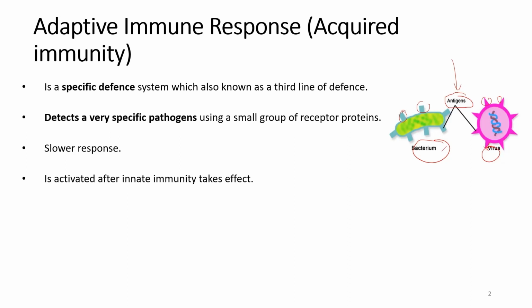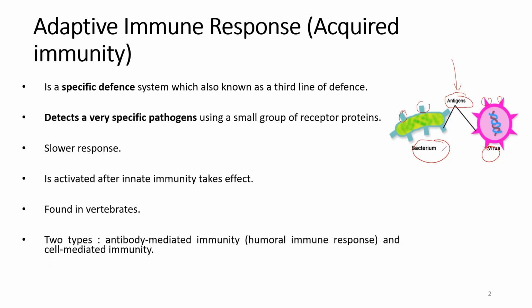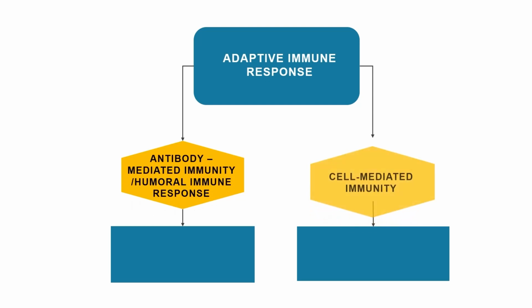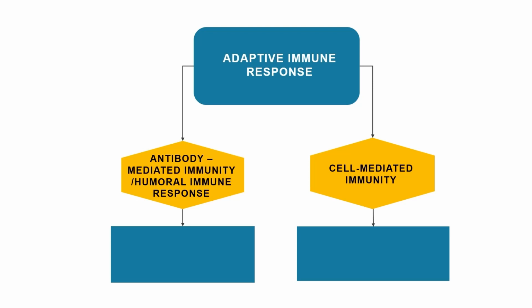The adaptive immune response can be found in all vertebrates, and it is divided into two types: antibody-mediated immunity, which is also known as the humoral immune response, and cell-mediated immunity. Let us discuss the adaptive immune response. The two types of adaptive immune response in our third line of defense are antibody-mediated immunity and cell-mediated immunity.